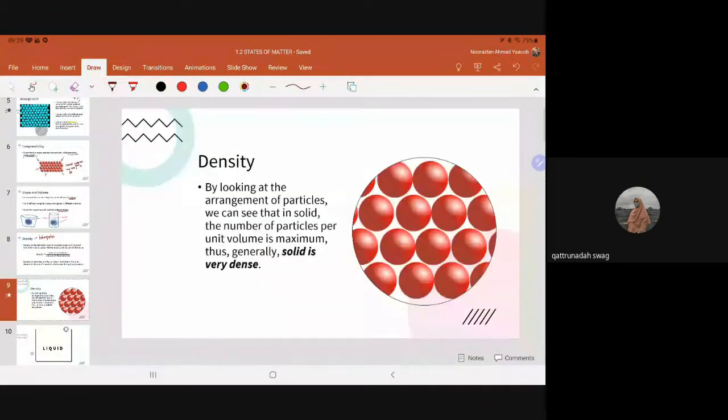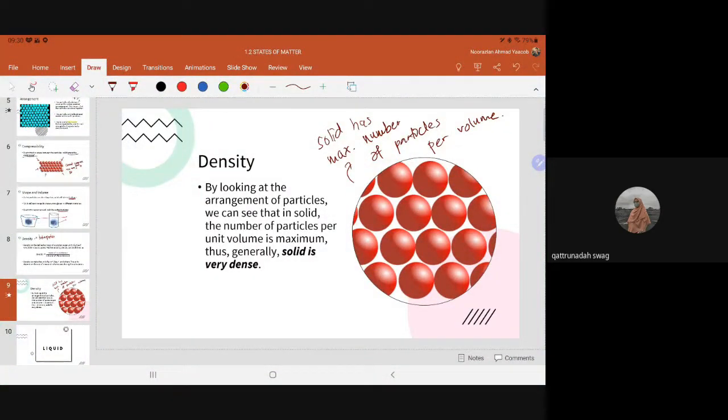Okay, and the density, by looking at the arrangement of particles here, kita tengok tak ada ruang kosong kan? Ruang kosong yang ada sangat kecil. Bermaksud bilangan particles yang ada dalam sesuatu solid adalah maksimum. It has the maximum number of particles per unit volume. So, solid has maximum number of particles per volume.